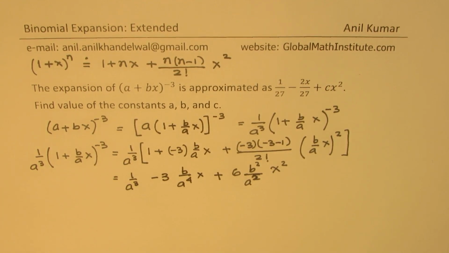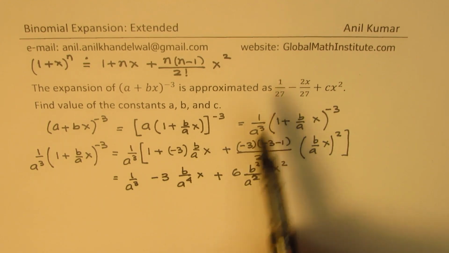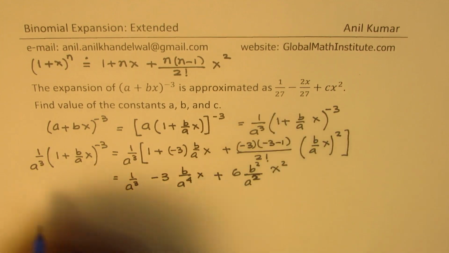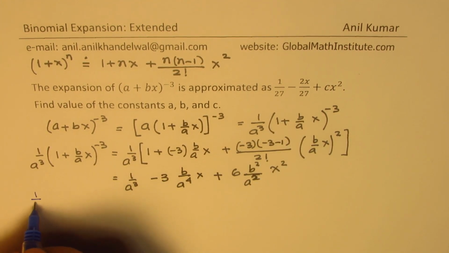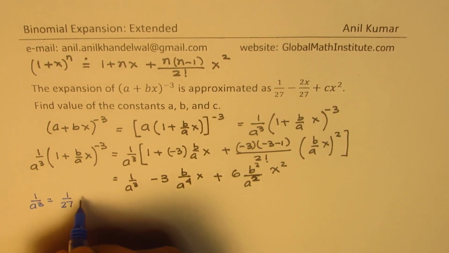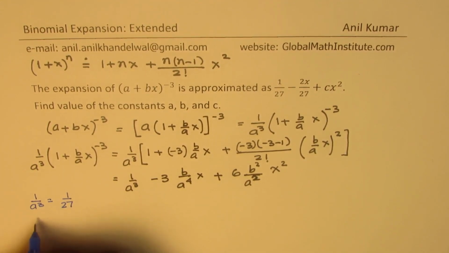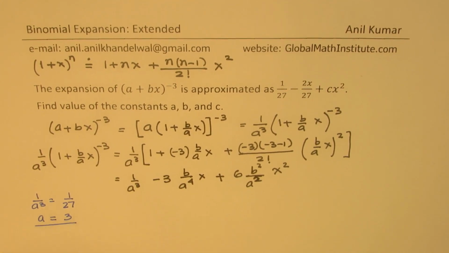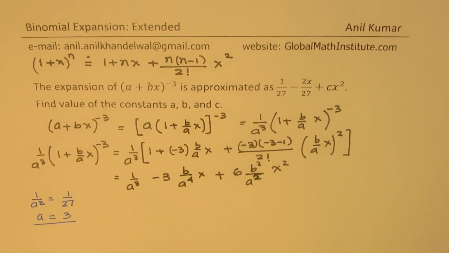Now, if you want to compare, 1 over a cube is 1 over 27. So first thing is that we can compare and say 1 over a cube is equal to 1 over 27. And that simply means that a is equal to 3. Okay? So we get the value of a as 3.